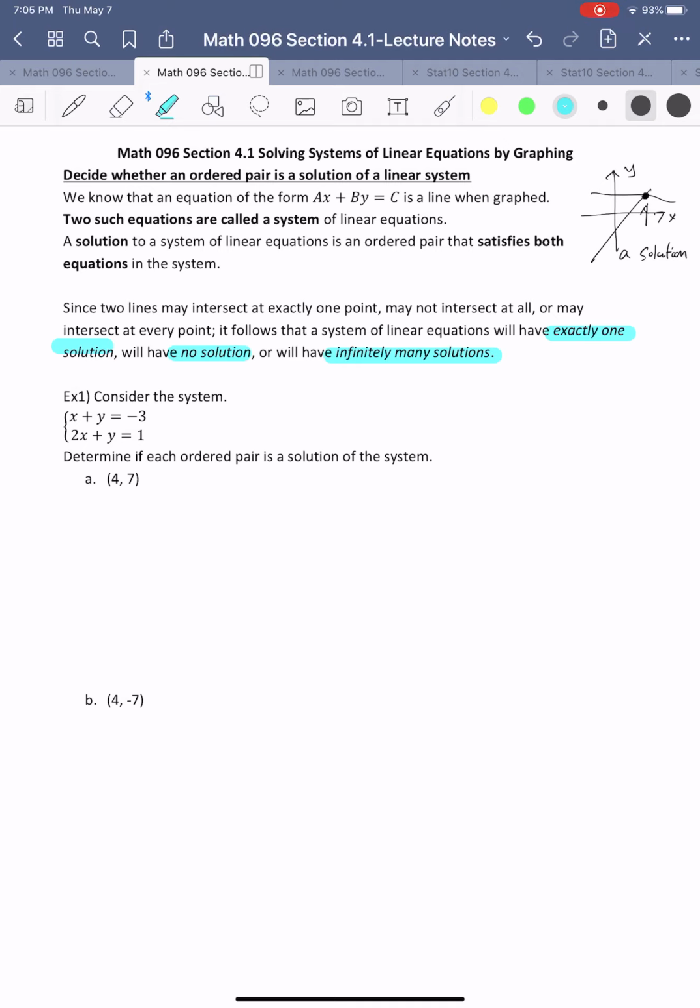First, we consider the system, the first equation and the second equation. What we're going to do is use a point, and let's say this is a solution for the system. So what you need to do is plug it in. I labeled them because there are two equations. The first is x plus y equals -3, and we use x as 4 and y as 7. So 4 plus 7 equals -3, which is 11 equals -3, which is not true. So it already violates equation 1. So (4, 7) is not a solution.